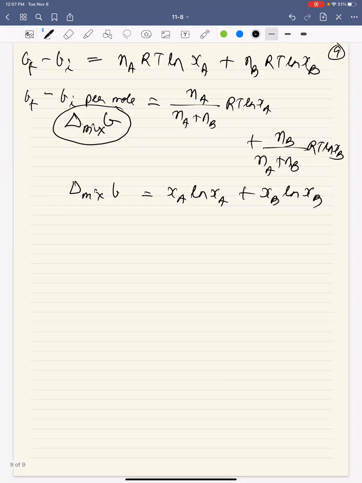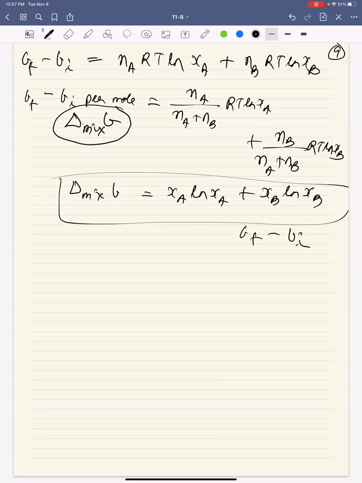This is GF minus GI. We claim that they will mix. Their ideal free energy of mixing should be negative, right? GF should be smaller than GI, so this thing should be negative. Is it negative? XA is always positive, but XA is between 0 and 1, right? So 0 less than XA less than 1, 0 less than XB less than 1. Therefore, delta mixing G is negative.